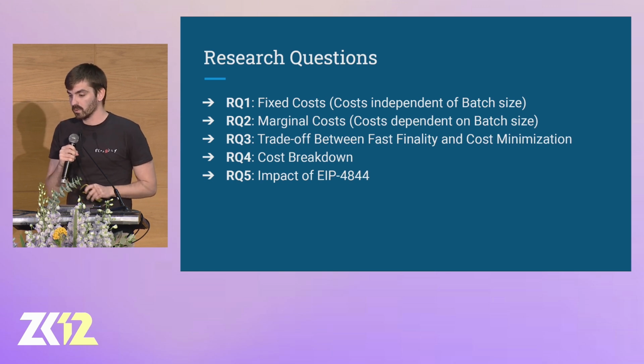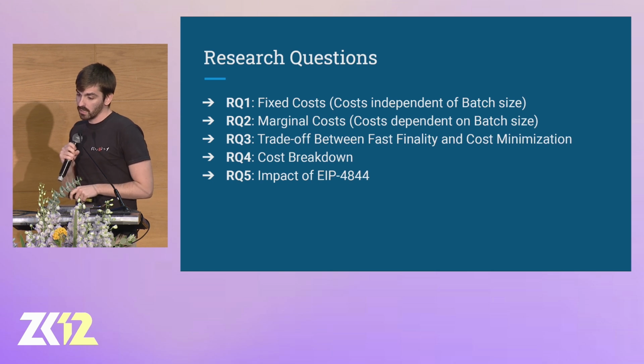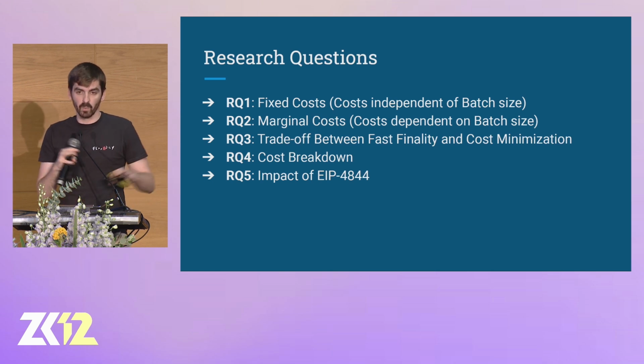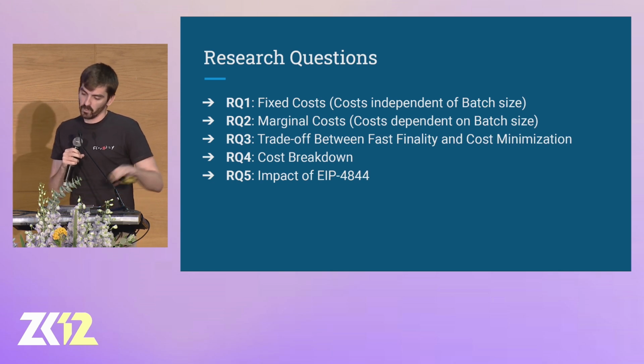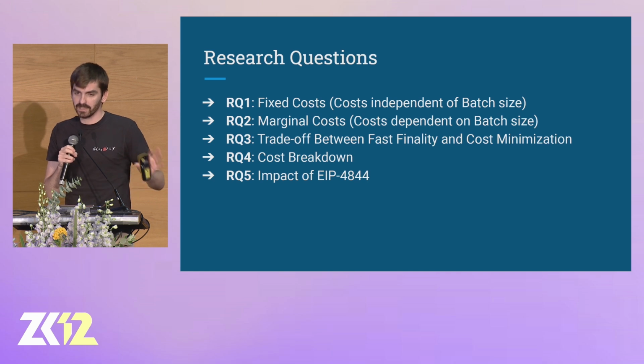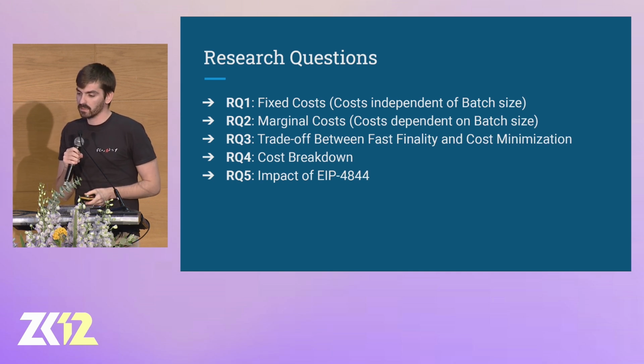And then we want to explore the trade-offs between fast finality and cost minimization. We will present a complete breakdown of the different costs for zkSync Era and Polygon with some custom, pretty naive payloads. And finally, we will discuss a bit the impact of blobs.